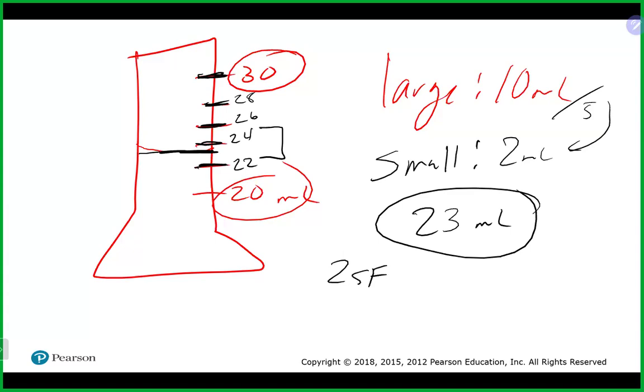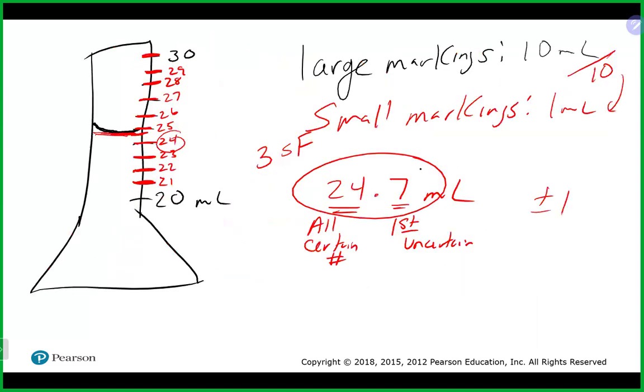Which one would be the uncertain number? 3 is our uncertain, our estimated digit, right? We're basically saying, I think it's 23, maybe it's 24, or maybe it's 22. It's the best I could do on this piece of equipment, as opposed to here, where I could say it's 24.7.